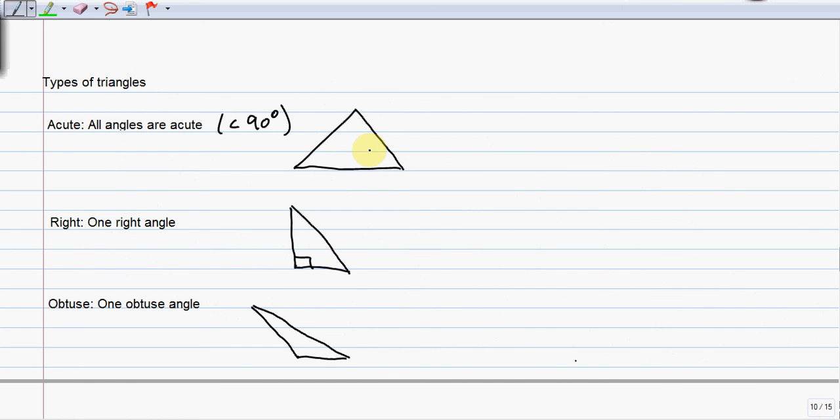Okay. A right triangle is a triangle which has one right angle. And again, here's the notation for a right triangle, a squared off symbol right here. And then an obtuse triangle. An obtuse triangle has one obtuse angle. Again, an obtuse angle is an angle which is bigger than 90 degrees. So that's our one obtuse angle right there.